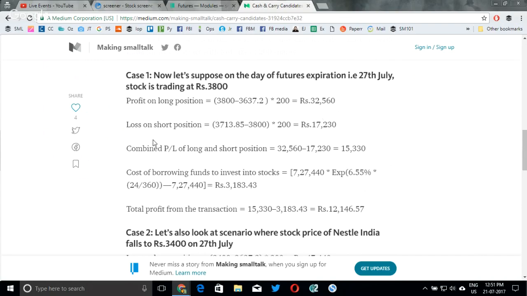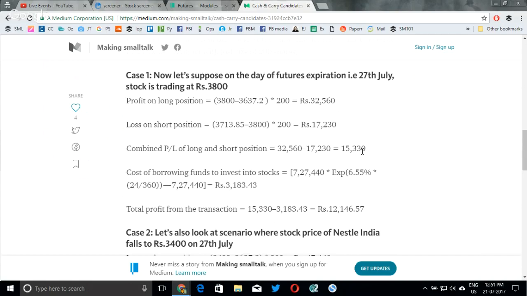Now simultaneously he will incur a loss on the short position, and the loss on the short position will be the price at which he opened the short position, which is 3713.85, and the price at the expiration, which is 3,800, multiplied by 200. So he will incur a loss of rupees 17,230 on the short position in the futures contract. So the total combined profit and loss on the long as well as short position would be rupees 15,330.